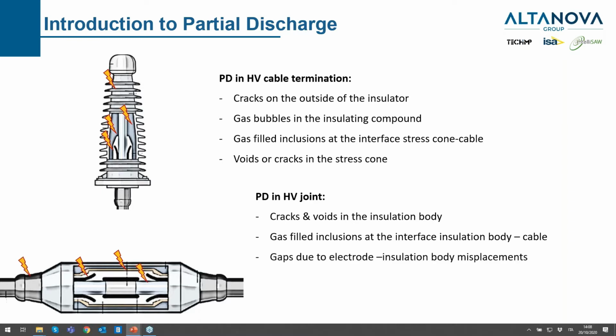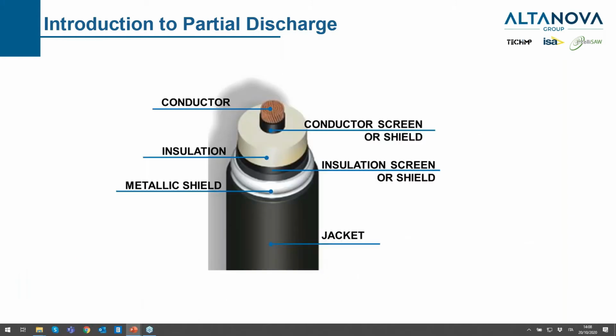We can also have gaps because of the misplacement between the electrode and the insulation body of the joints, or we can have outer cuts on the semiconductor during the peeling stage of the joint. All of these defects can express themselves with partial discharge, and we are able to detect them thanks to the partial discharge analysis.